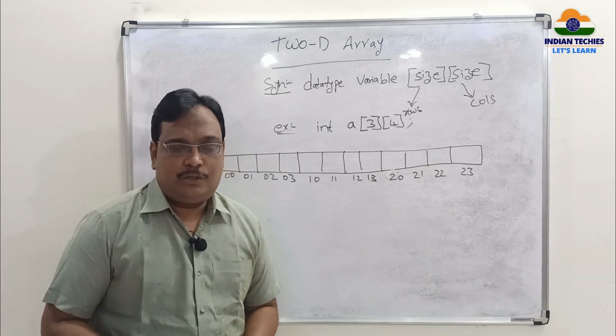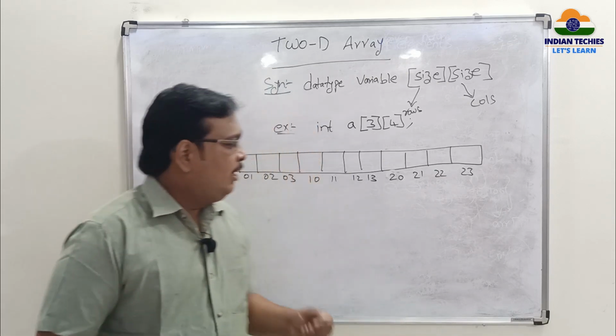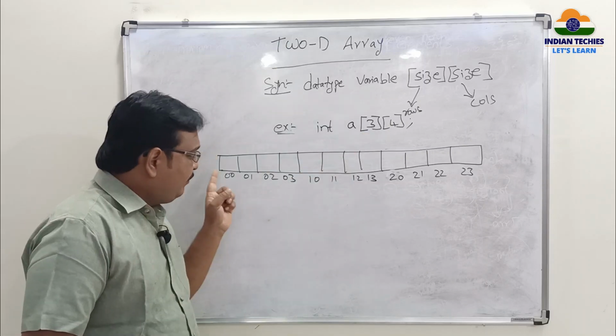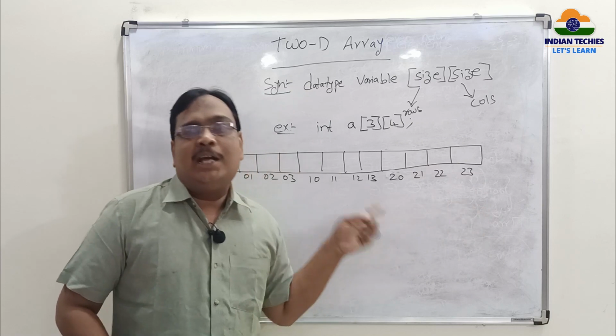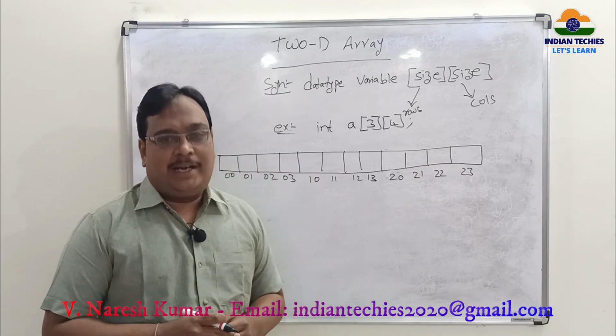As I already told you, an array allocates contiguous memory locations only. So 12 2s are 24 bytes of memory. If it is available sequentially, then only the memory is allocated. Otherwise, memory will not be allocated.